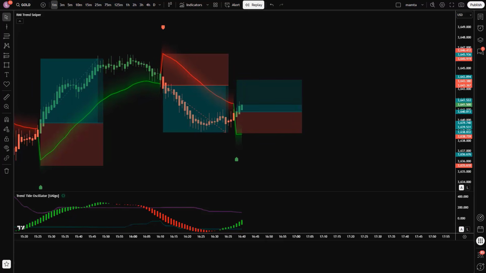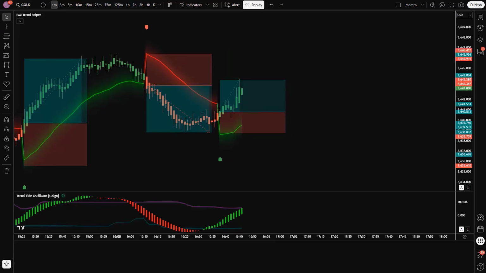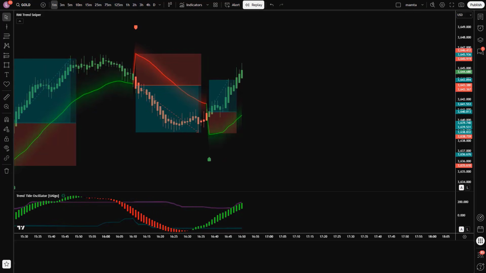Let's see what happens to our trade. The market has completely hit the target. Let's find the next trade.